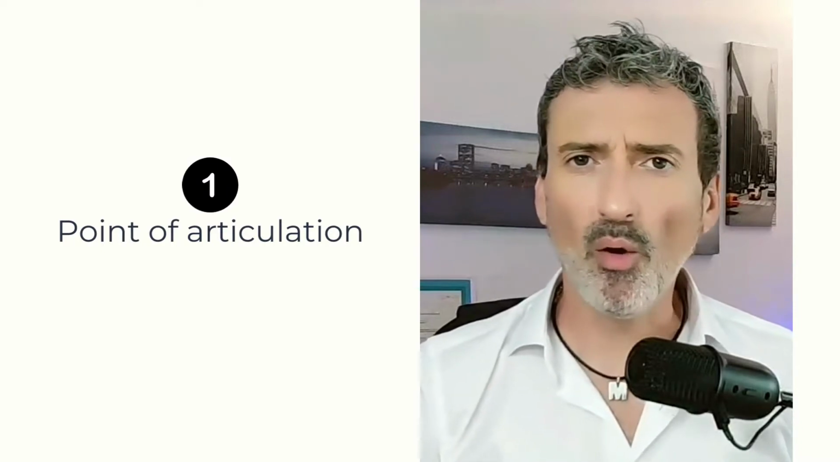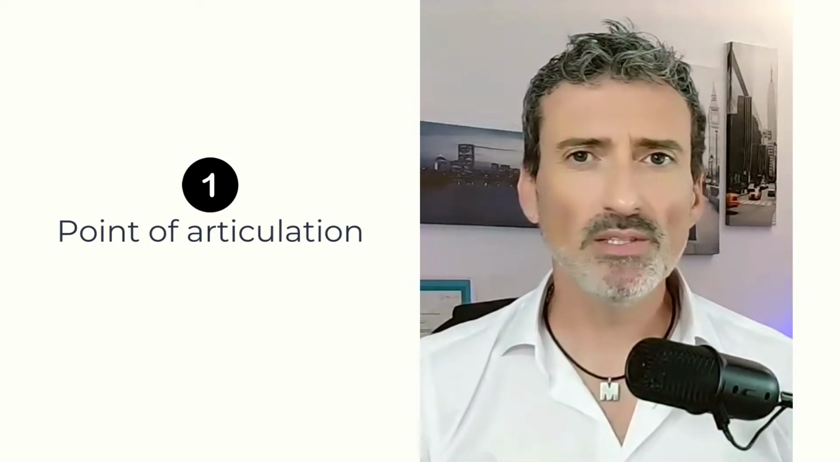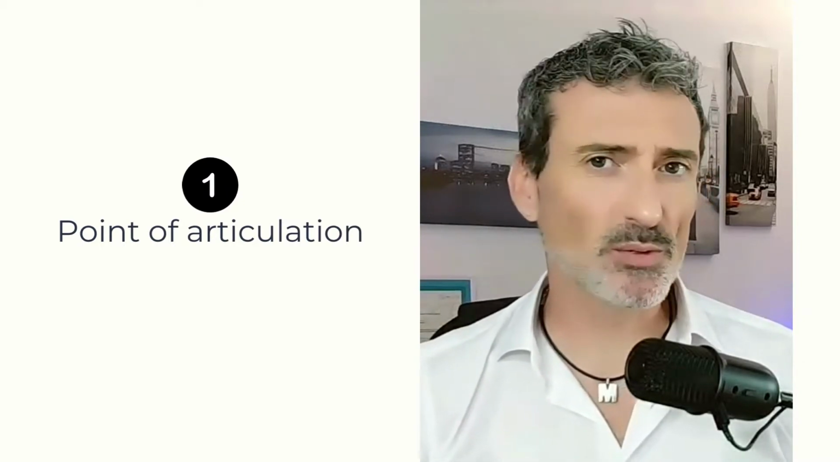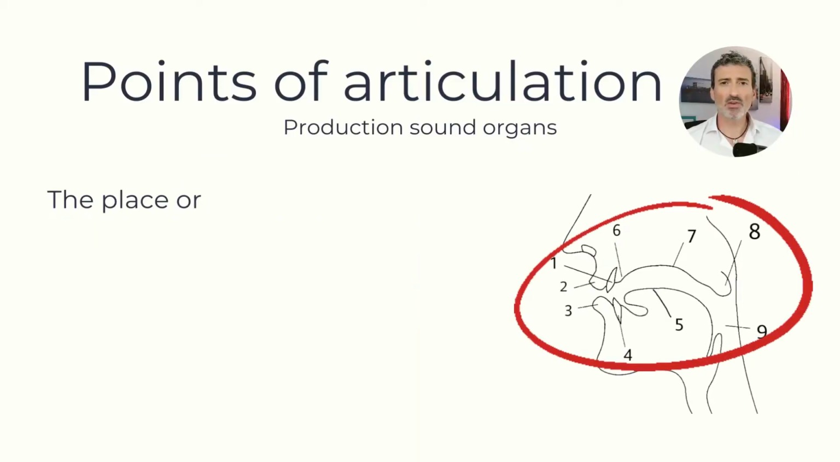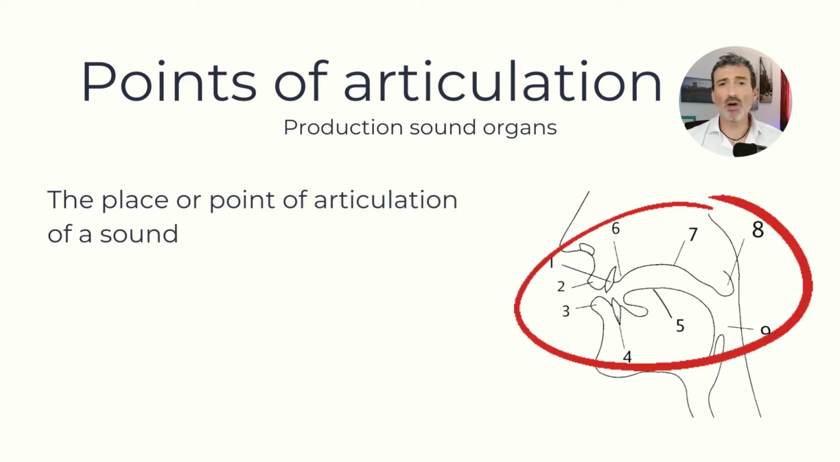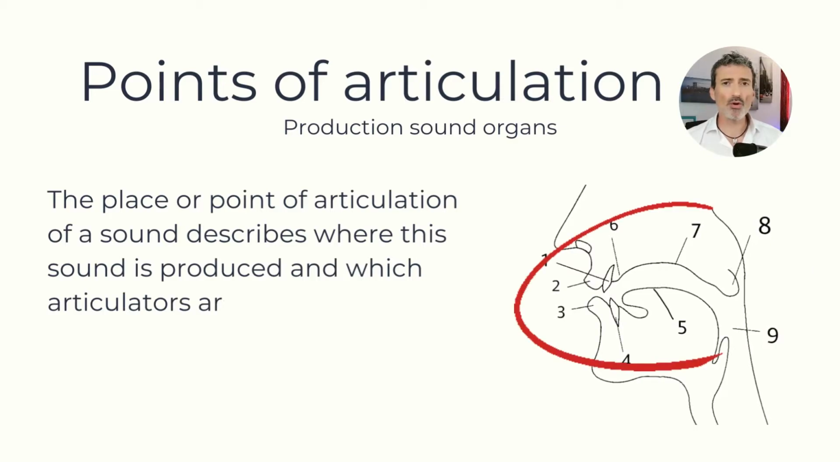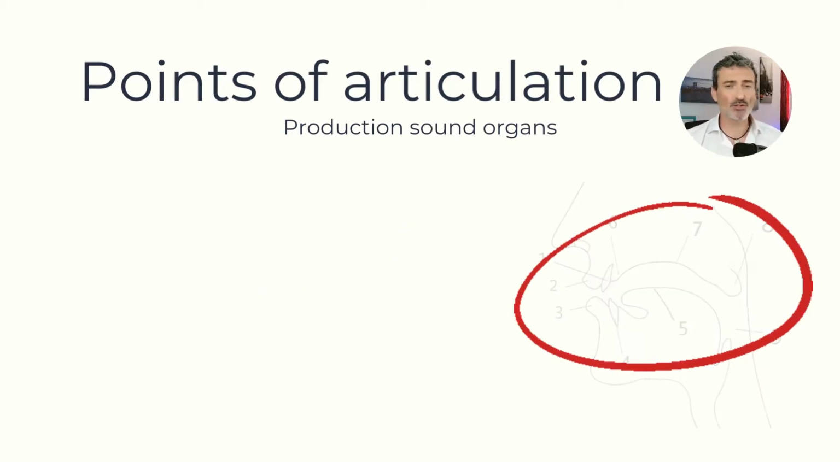Number one, point of articulation. Where in the mouth are the consonants produced and what organs intervene in their production? The place of articulation of a sound describes where in the mouth this sound is produced and what organs are involved in its production.